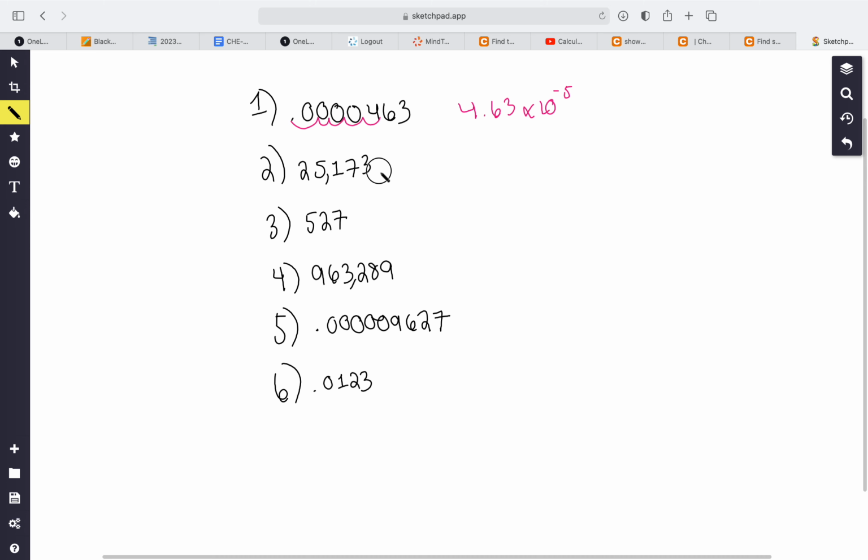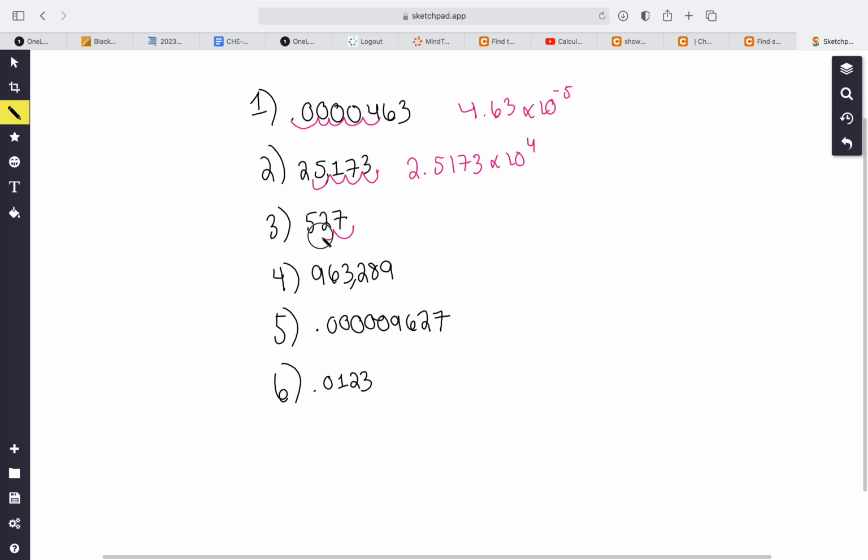Alright, next one. We're gonna add the decimal point there, because that'll help us, and let's see how many times we have to move it over. 1, 2, 3, 4. Alright, so we get 2.5173 times 10 to the, I don't remember what the number was. 1, 2, 3, 4. Is it really only 4? Okay, 4. And then again, number was big, so we're going to keep that positive exponent.